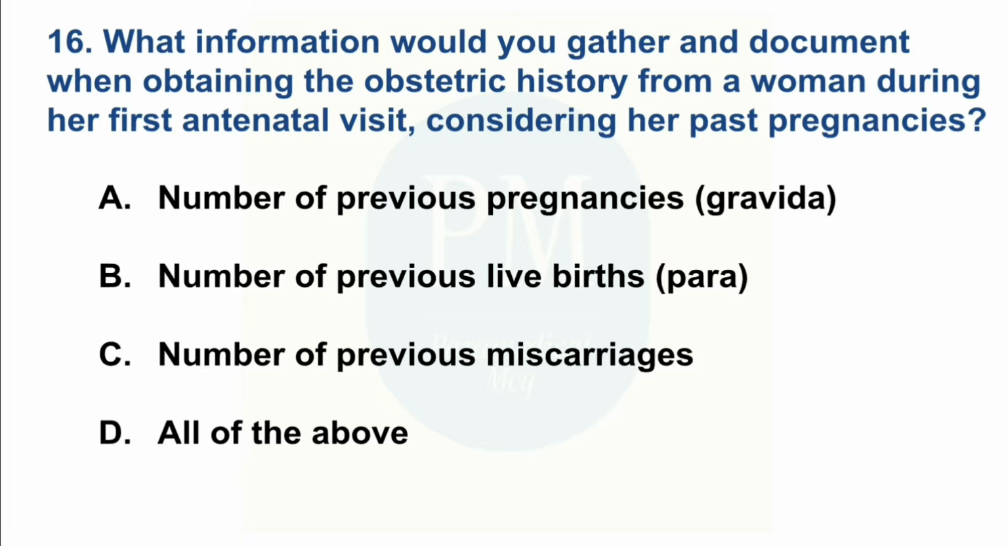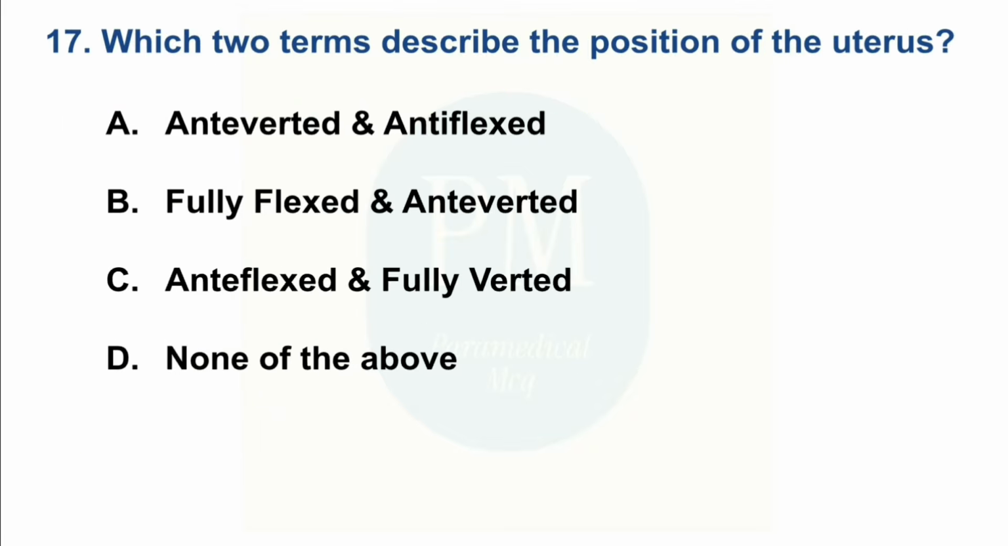What information would you gather and document when obtaining the obstetric history from a woman during her first antenatal visit, considering her past pregnancies? Option A, number of previous pregnancies, gravida. Option B, number of previous live births, para. Option C, number of previous miscarriages. Option D, all of the above. The correct option is option D, all of the above.